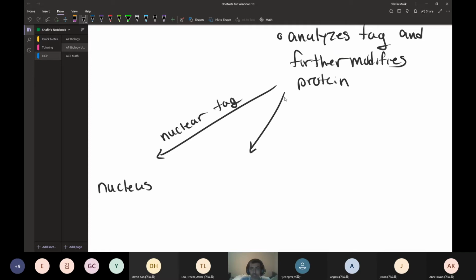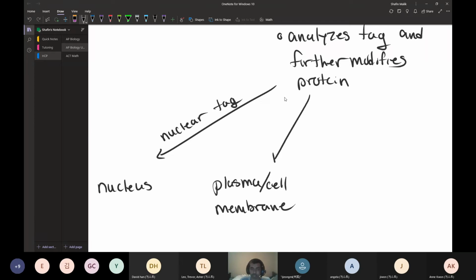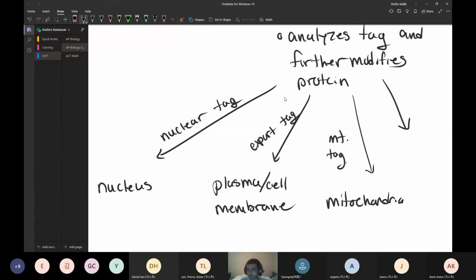Or it can go to the plasma membrane. That's if it has an export tag. Or it can go to the mitochondria. Again, if it has a mitochondria tag, I'll just call it the MT tag. And then it can also go to any number of other places. So I'll just say it's etc.